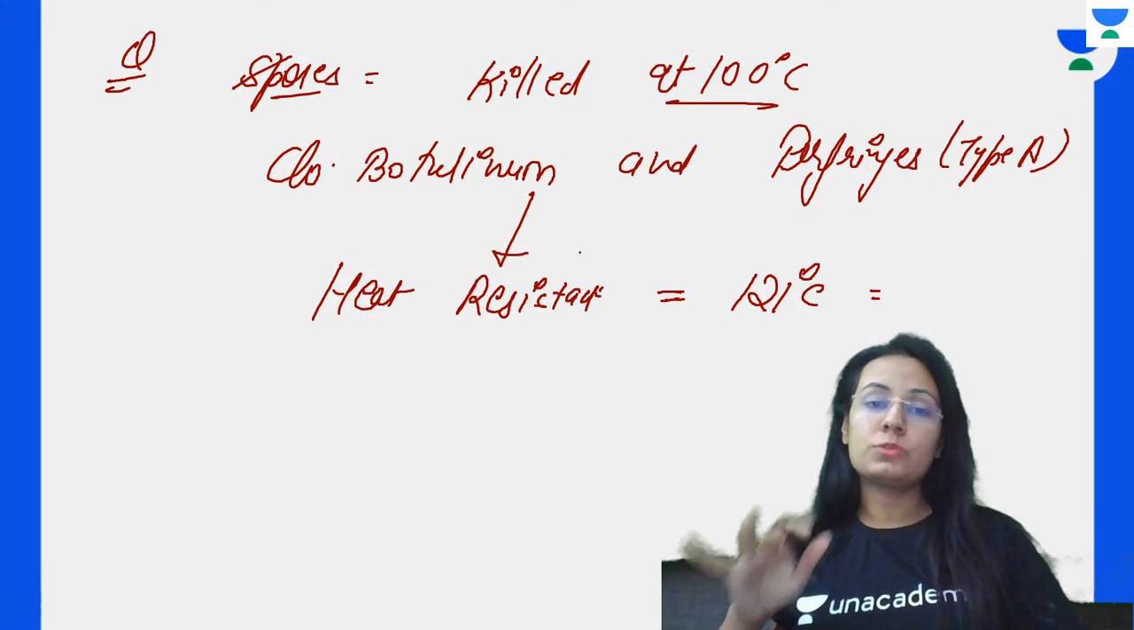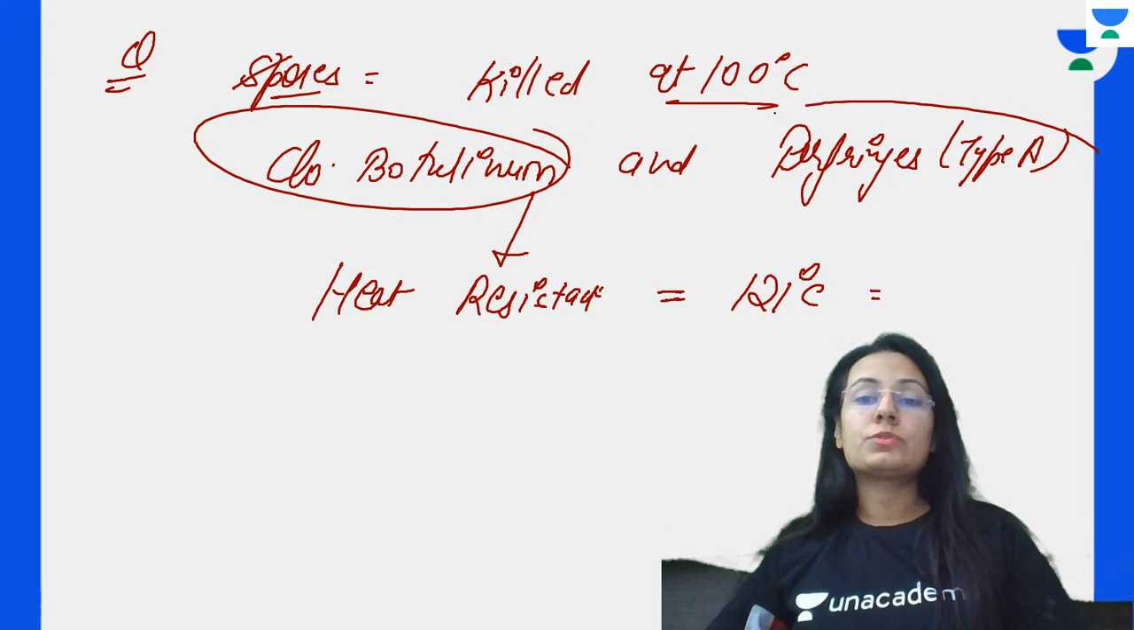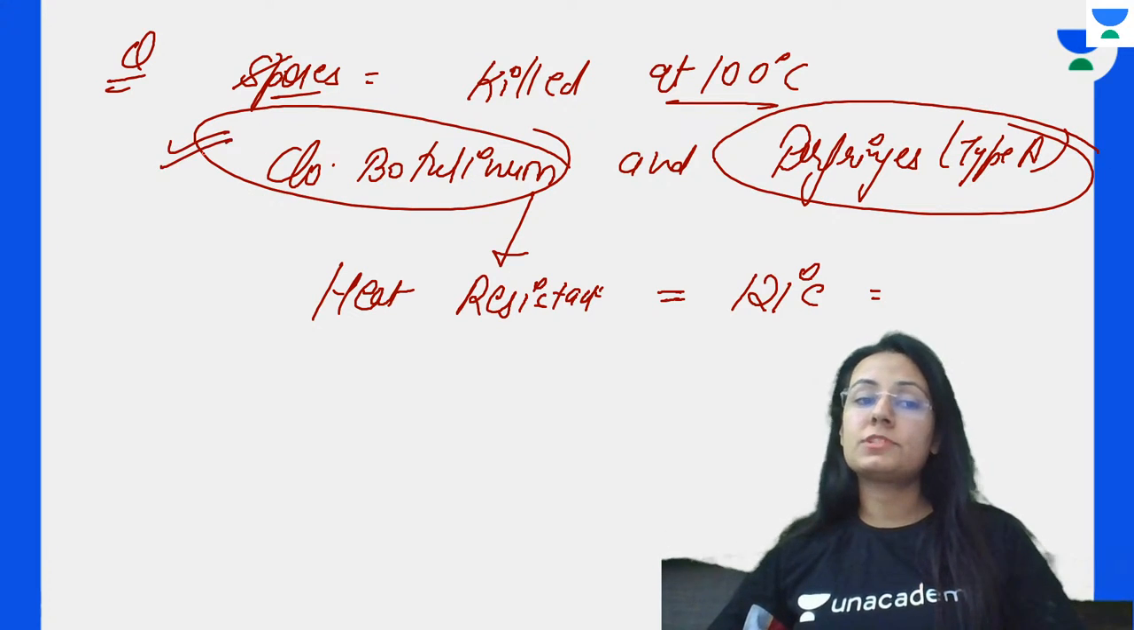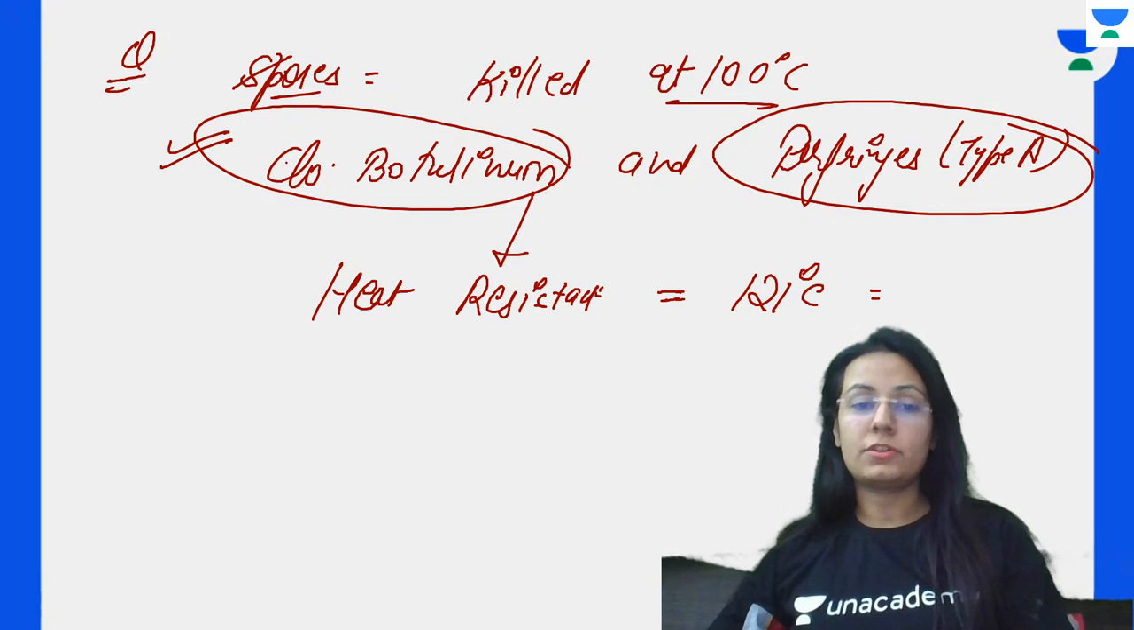Although all the spores of Clostridium are killed at 100 degrees Celsius, again Clostridium botulinum and Clostridium perfringens are exceptions, in that they are heat resistant and can survive the 100 degrees Celsius temperature. All right.